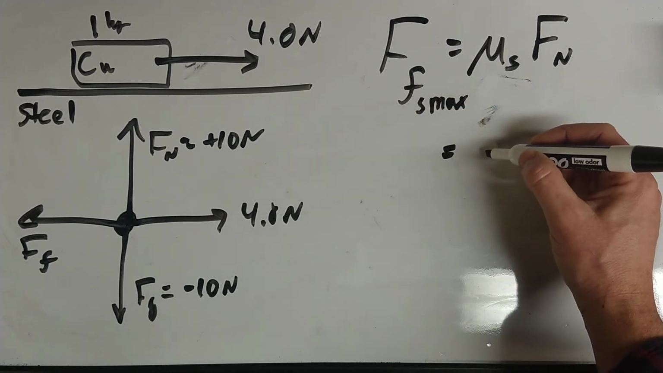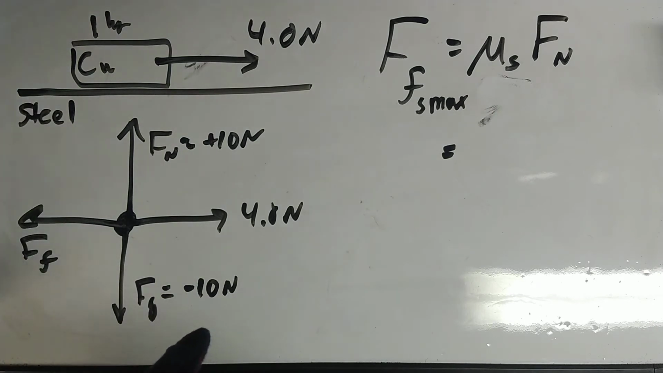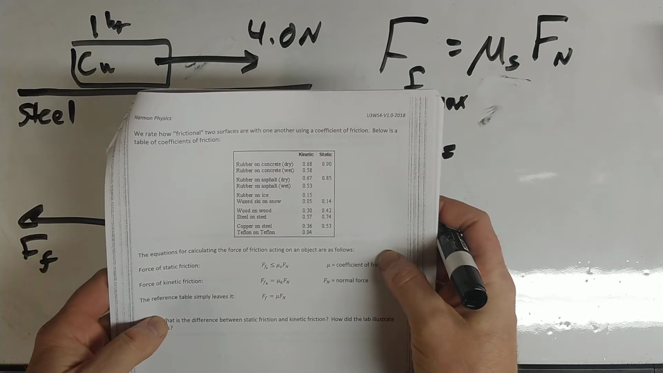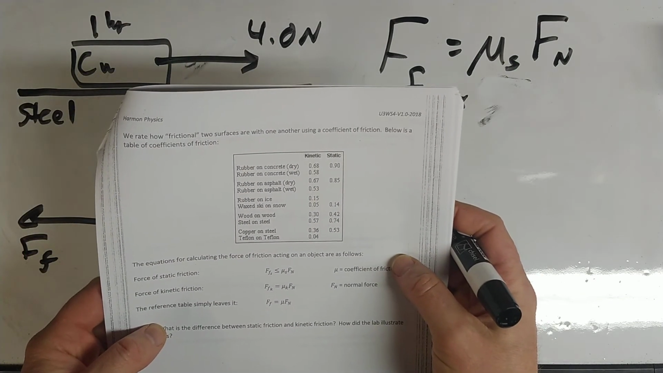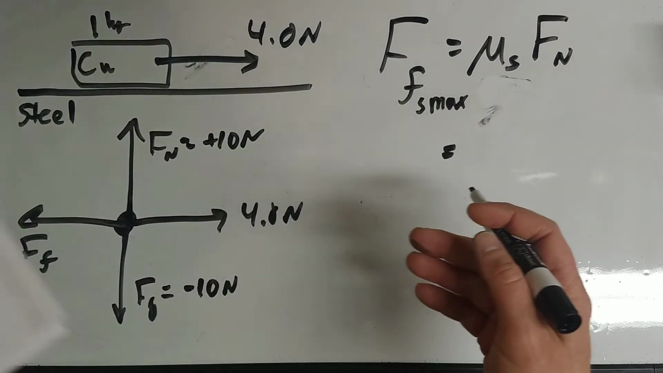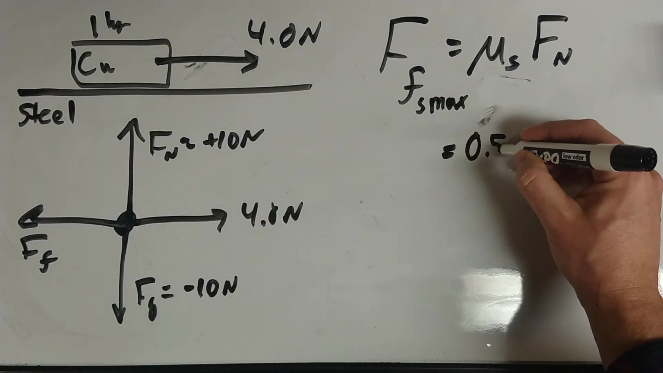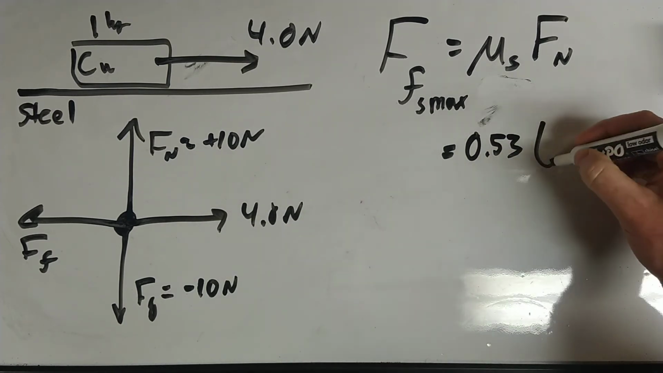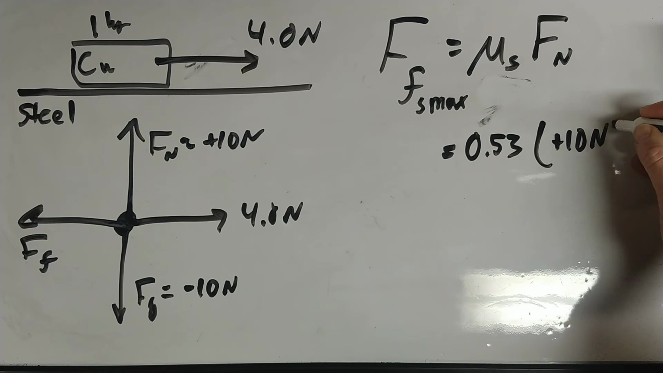So the static coefficient of copper on steel. You go to your reference sheet here. I've got to put this table on the reference sheets that I gave you. I'll put it on the back. Copper on steel, static coefficient is 0.53, so that's a really big coefficient, 0.53. That's a nice one. Normal force here, we already calculated, plus 10 newtons.